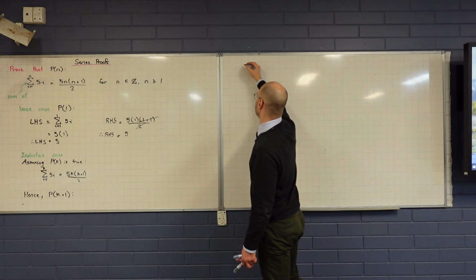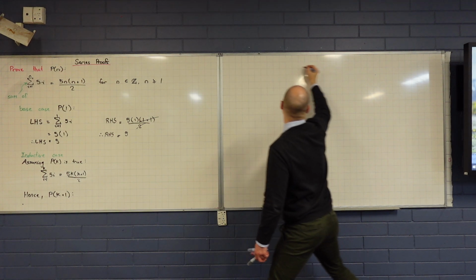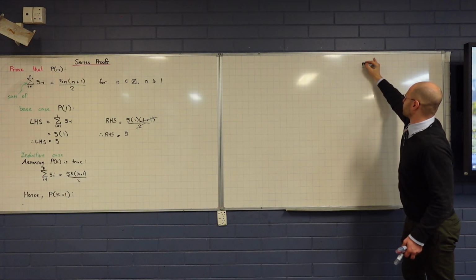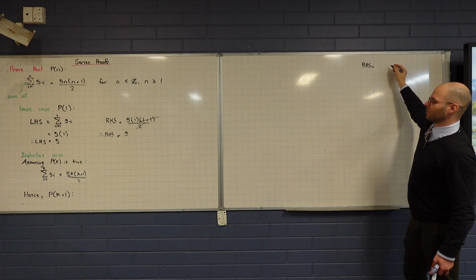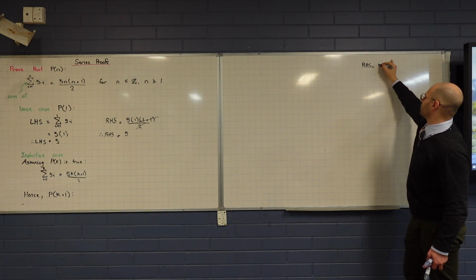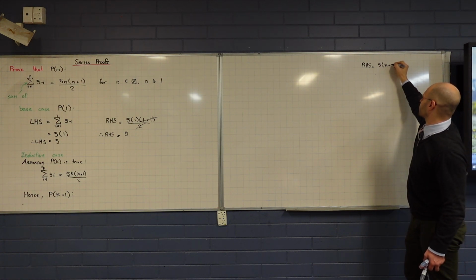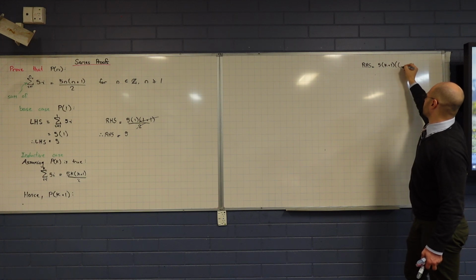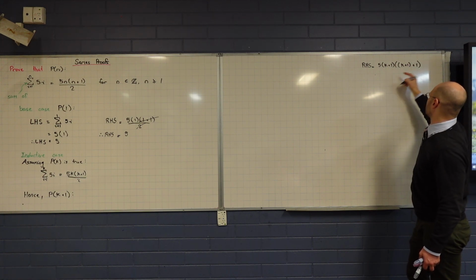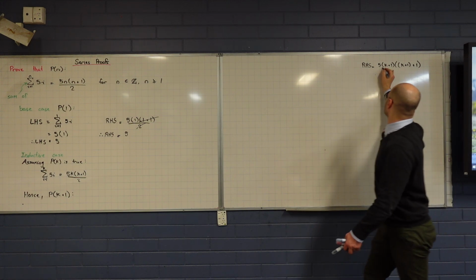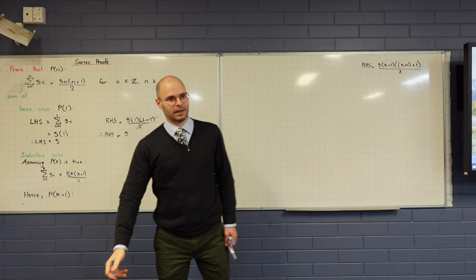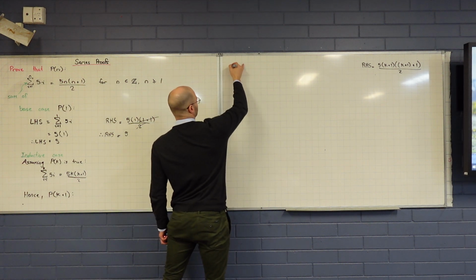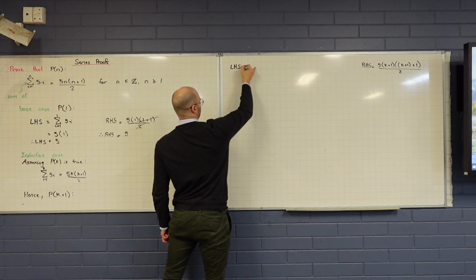So we start off with the right-hand side, and I'll do it all the way over here. The right-hand side is going to turn into 5(k plus 1) in brackets, (k plus 1 plus 1) all over 2. So this is what we're working toward. Next, going back over, let's start with our left-hand side again.